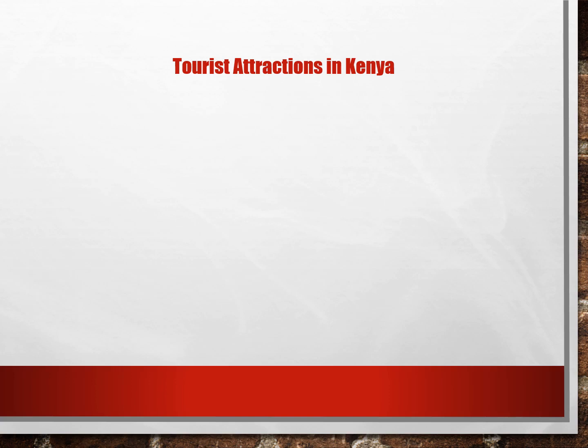So the tourist attractions in Kenya can be divided basically into two. We have the coastal features, those that are at the coast, extending all the way from Lamu to Mombasa and Kwale and all those coastal towns. There are many. We look at them.